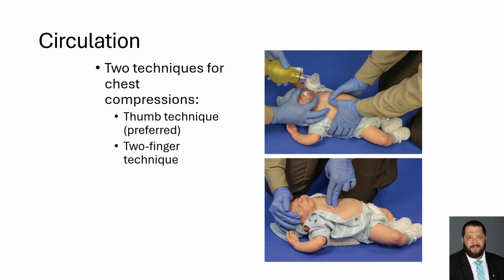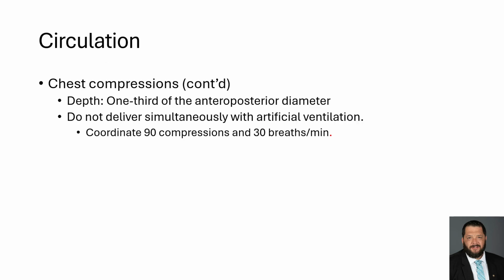For chest compressions in the newborn or neonate, you're going to use either the thumb encircling technique or the two-finger technique. The thumb encircling technique is preferred. This is because you're going to be coordinating a 3-to-1 ratio of compressions and ventilations. The depth of compression should be 1/3 the anterior-posterior diameter of the chest, and don't deliver compressions simultaneously with ventilations. You're going to coordinate 90 compressions and 30 breaths per minute. So it's 1, 2, 3, ventilate, 1, 2, 3, ventilate, 1, 2, 3, ventilate. That's the pattern that you're going to go.